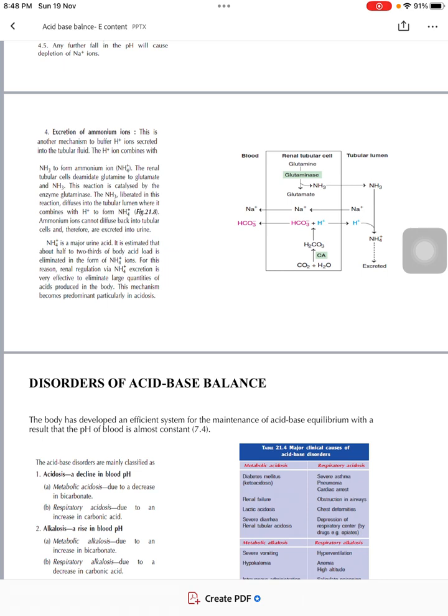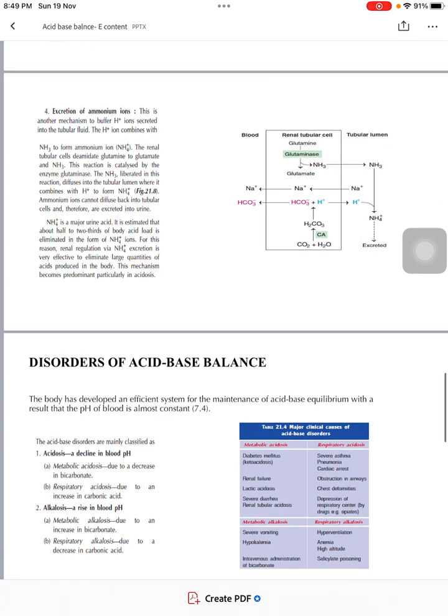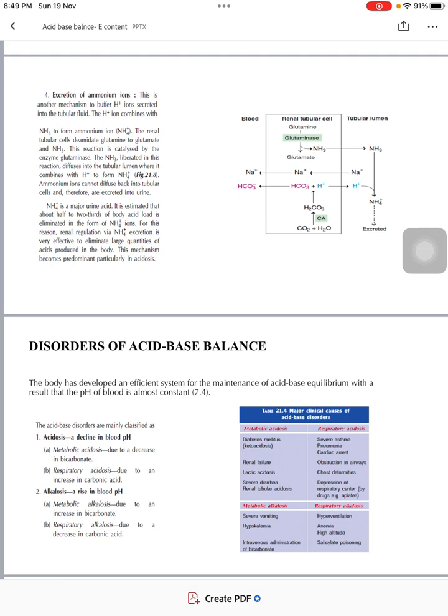Fourth one, excretion of ammonium ions. This is another mechanism to buffer H plus ions secreted into the tubular fluid. The H plus ions combine with ammonia to form ammonium ion. The renal tubular cells deaminate glutamine to glutamate and ammonia.